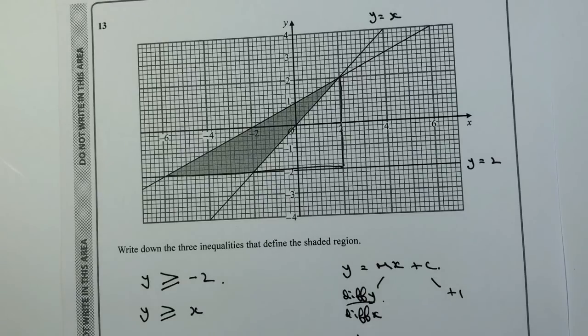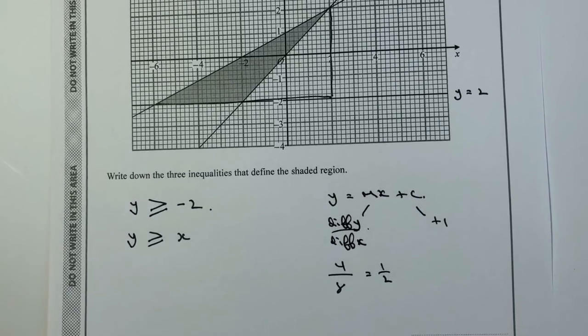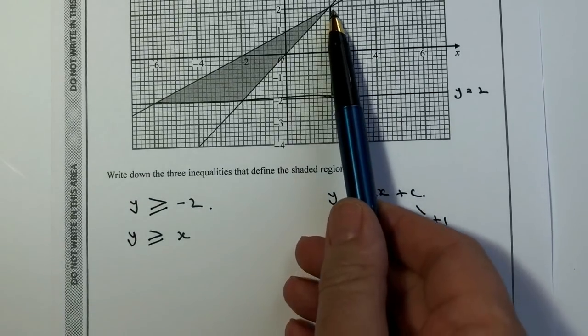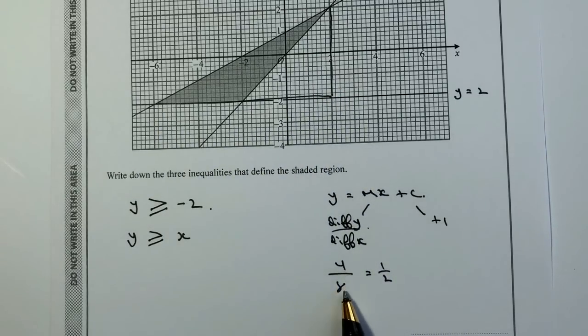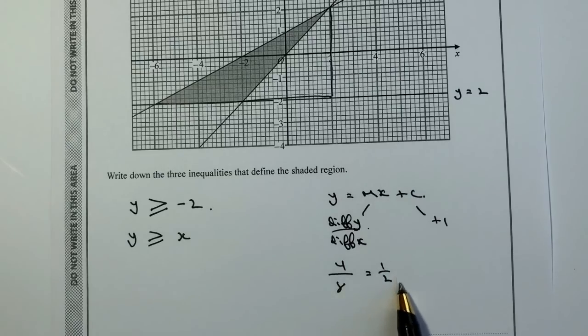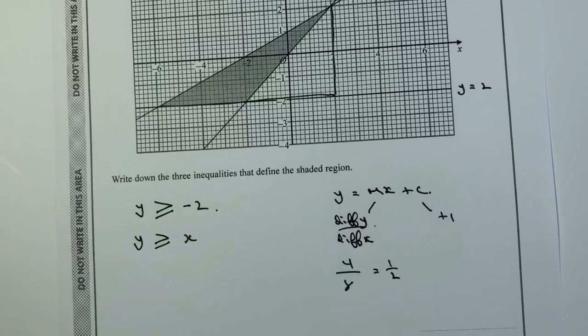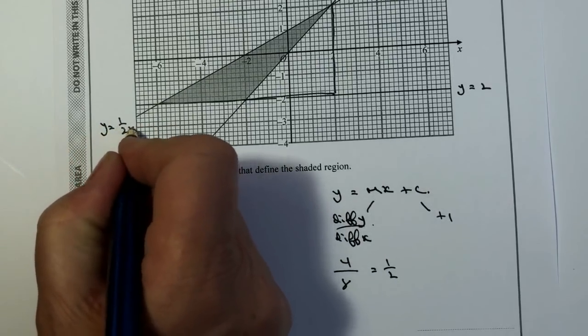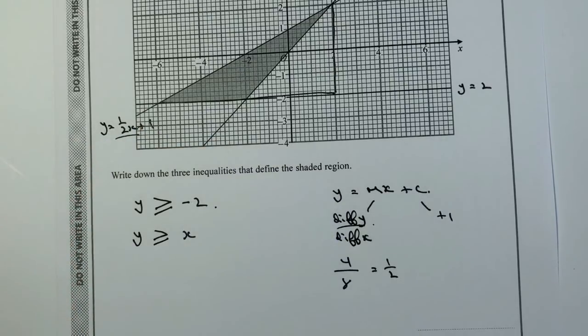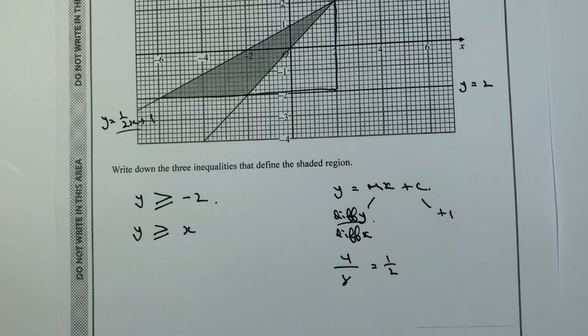So what it tells us then is the gradient is going to be equal to a half. Hopefully that's okay. This is 4 along here, and this is 8 along here. So the difference in y is 4, difference in x is 8, so that reduces to a half. So we're in a position where we can write the equation of this particular line as y equals a half x plus 1.